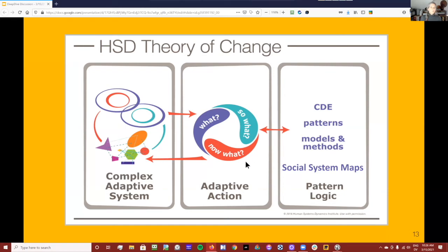And this what, so what, now what cycle is something that ideally, if we're really active in a network that we're really trying to help become a self-organizing ecosystem, we would be referring to our social system maps regularly, and we'd be updating them as we begin to think about what do we need to see in that map now that we have this capacity to see beyond the network horizon.